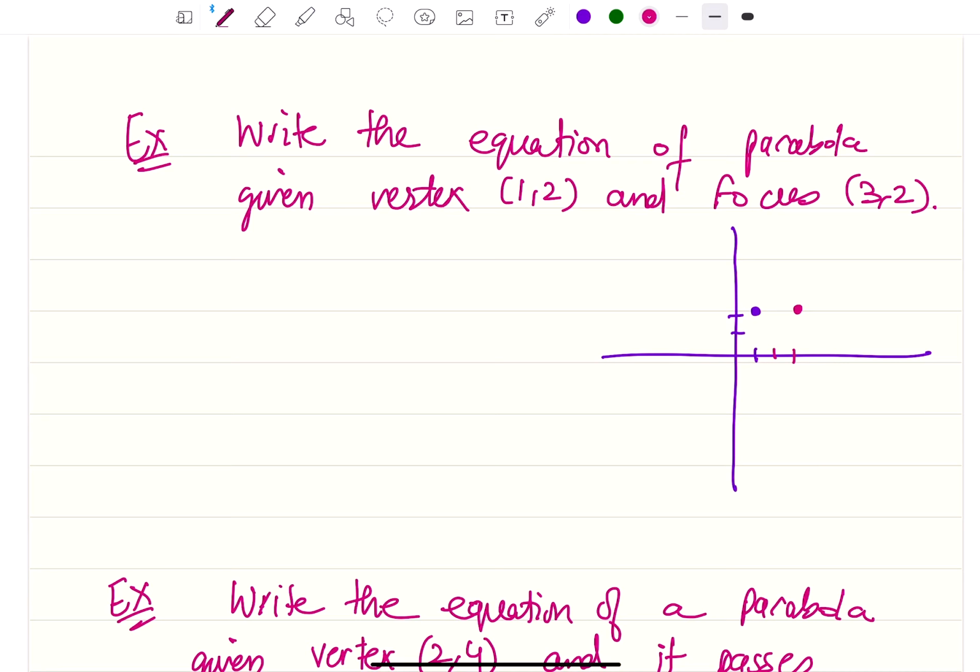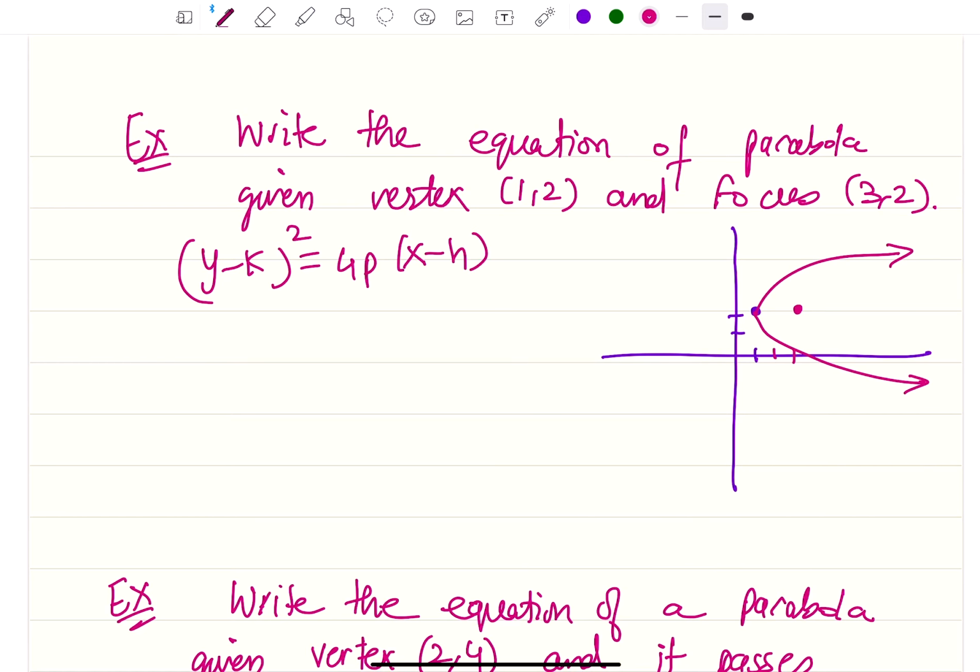So for a parabola that opens to the right, the equation will be y minus k squared equals 4p times x minus h. That is the general equation. Now at this point, we are going to be plugging in the vertex over here because this is h and this is k. So it turns out to be y minus 2 squared equals 4p times x minus 1.